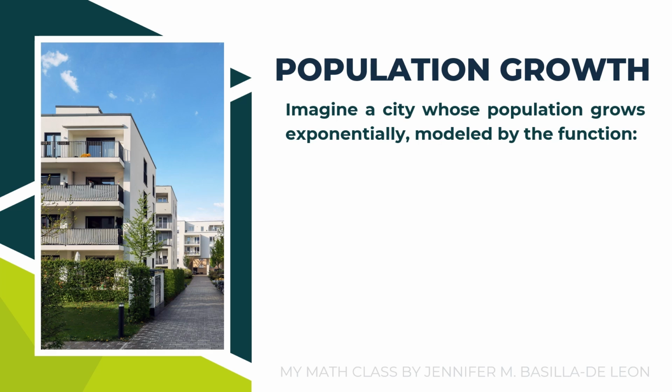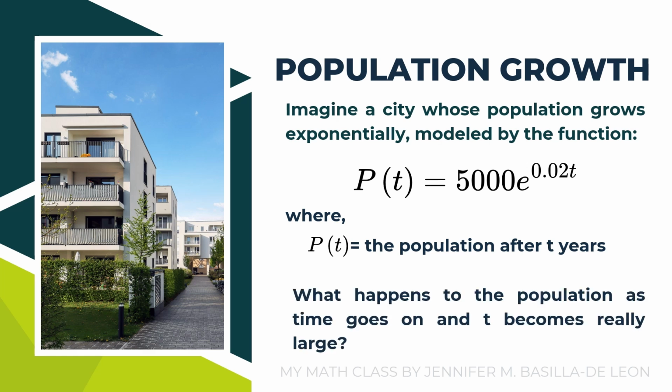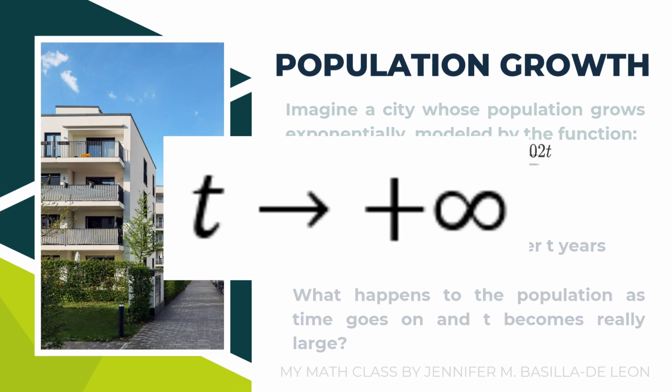Imagine a city whose population grows exponentially, modeled by the function p of t equals 5000 e raised to 200t, where p of t represents the population after t years. Assuming no external factors limit growth, what happens to the population as time goes on and t becomes really large? In other words, what's the limit of this population as t approaches infinity?